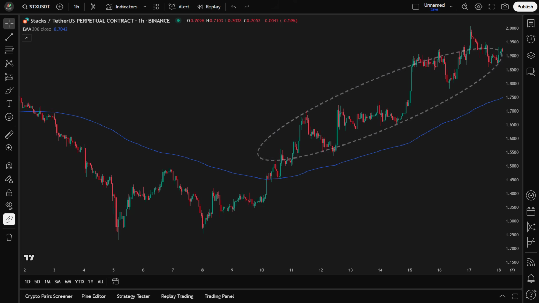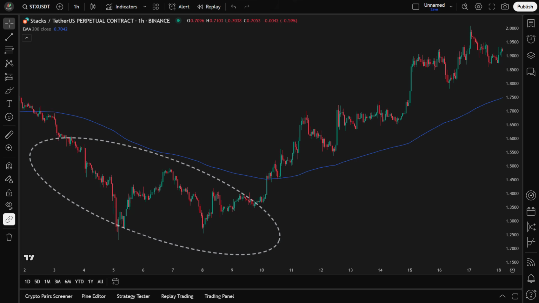If the price is above the 200 EMA, we'll consider only long trades, following the upward trend. If the price is below the 200 EMA, we'll consider only short trades, aligning with the downward trend. This helps us avoid trading against the market and reduces false signals from the Chaikin Money Flow.